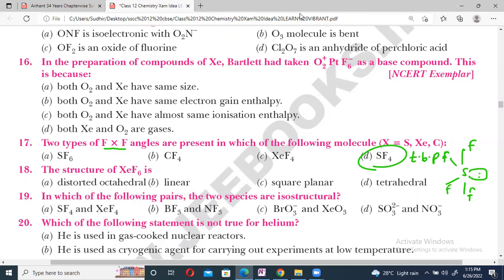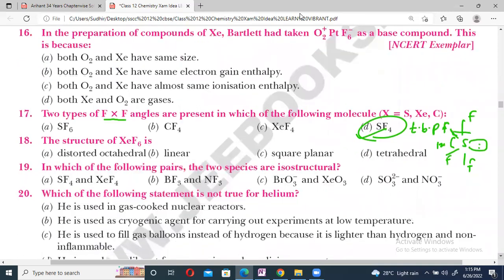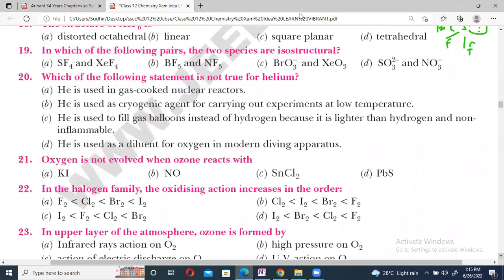But two types of angles are there. What is that? One is 120 degree. Another one, here to here, is 90 degree. Other bond angles are there. Answer is D, SF4. Then 19, 20, no need.